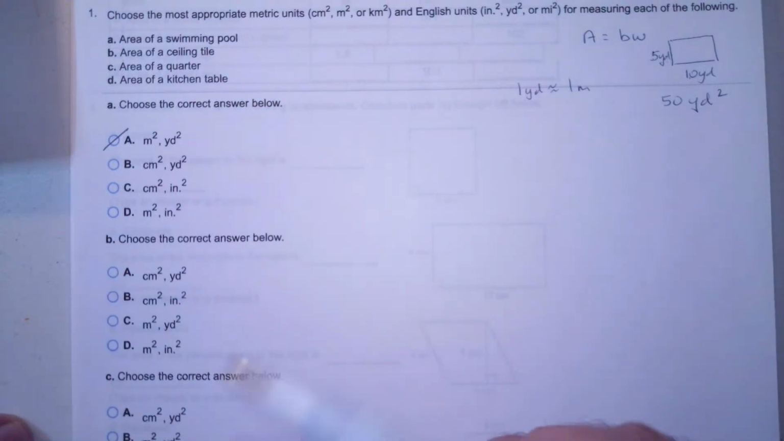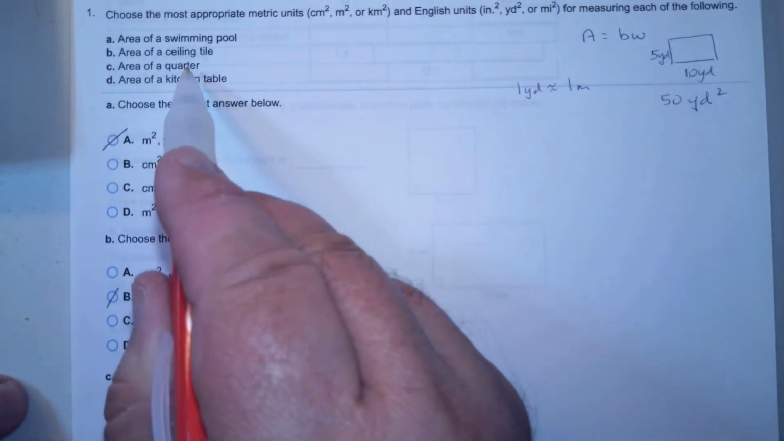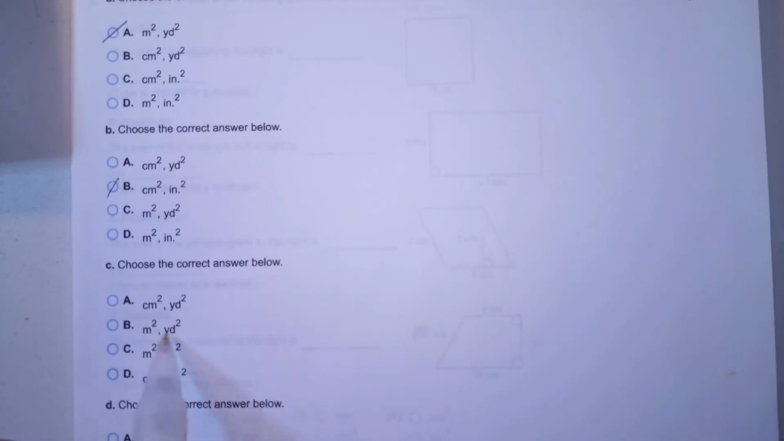The next one, the area of a ceiling tile. Whenever you buy it, ceiling tiles are not the same as the floor tiles. Floor tiles are foot by a foot. Ceiling tiles are smaller than a foot, so we're looking at inches, and inches are the same relatively as centimeters, so it's centimeters and inches. The third one, the size of a quarter. The quarter is pretty big. You wouldn't use yards, you wouldn't use meters, so it'd have to be centimeters and inches.